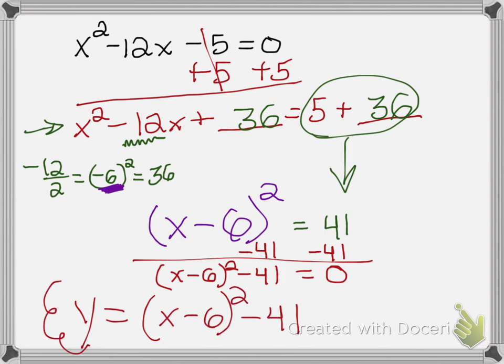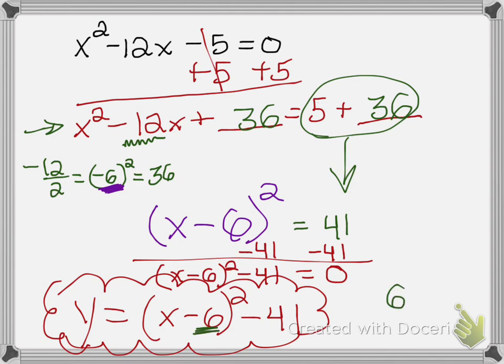And just in case they ask me what the vertex is, remember, you take the opposite of the number in the parentheses, so that'll be a positive 6, and whatever that last number is, -41, that will be my vertex. And that's it.